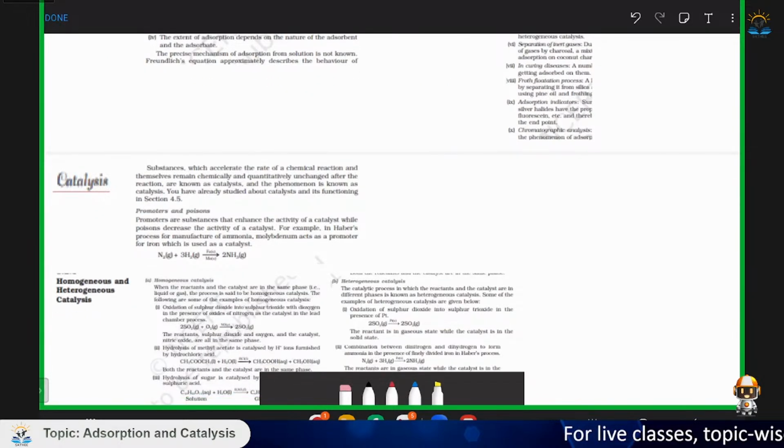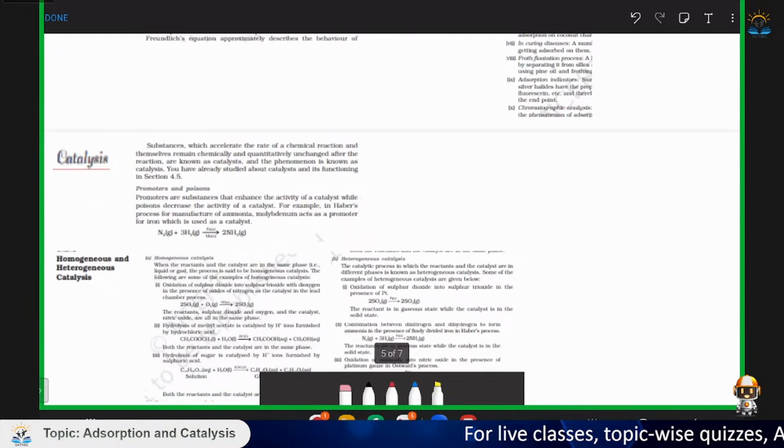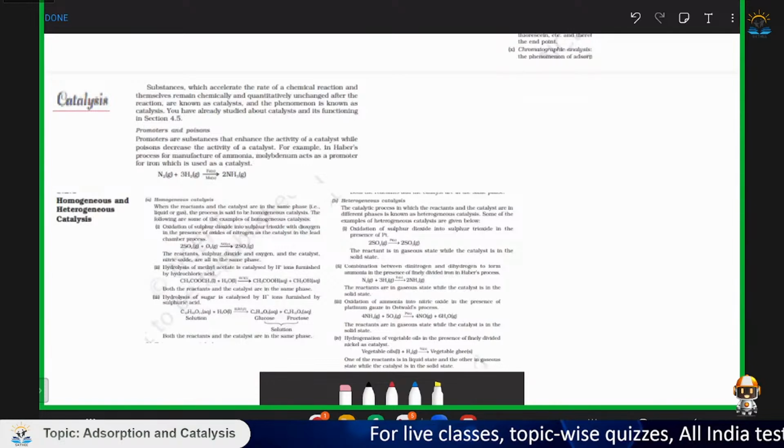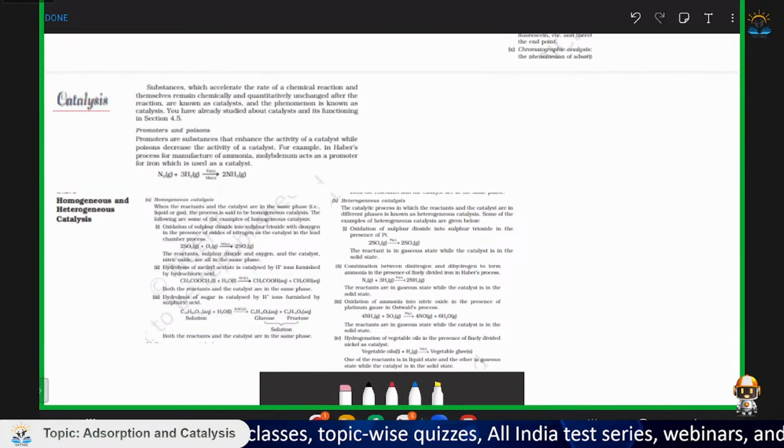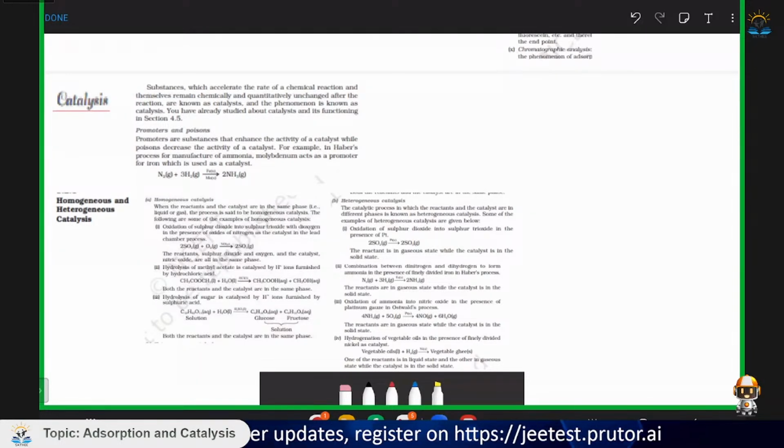Adsorption also relates to catalysis. Simply speaking, your reactions move faster when there is a third party substance present. Its concentration does not change the overall reaction, but its presence enhances the speed of your reaction. That third party substance is called a catalyst. Substances which accelerate the rate of a chemical reaction and themselves remain chemically and quantitatively unchanged after the reaction are known as catalysts, and the phenomenon is known as catalysis.